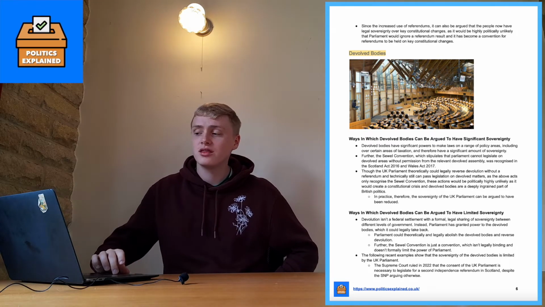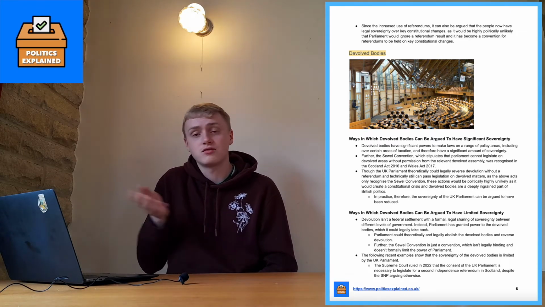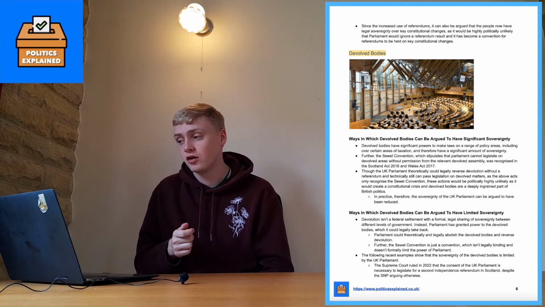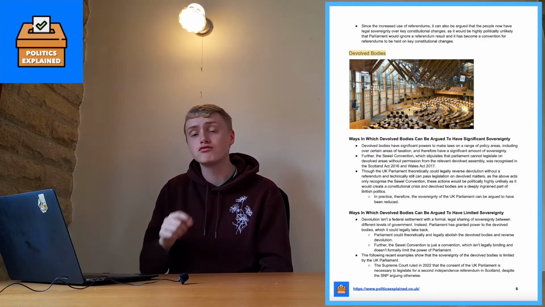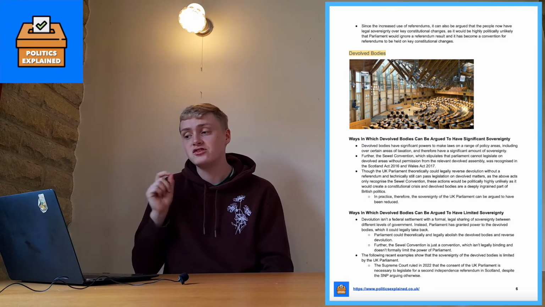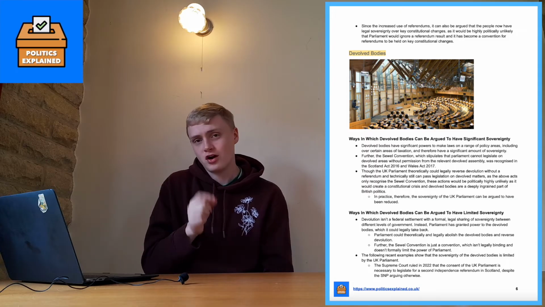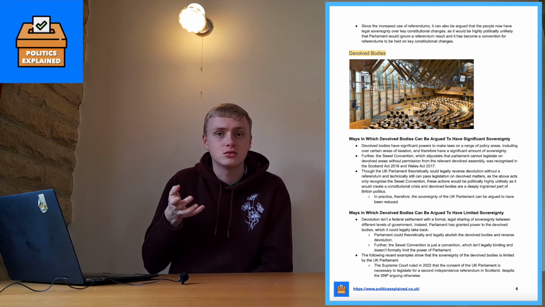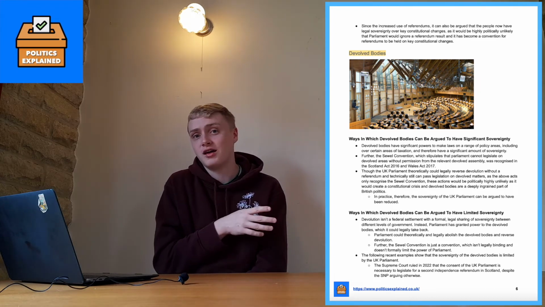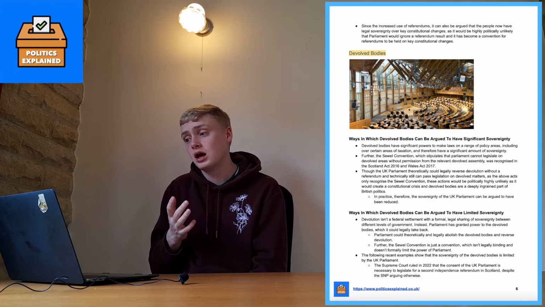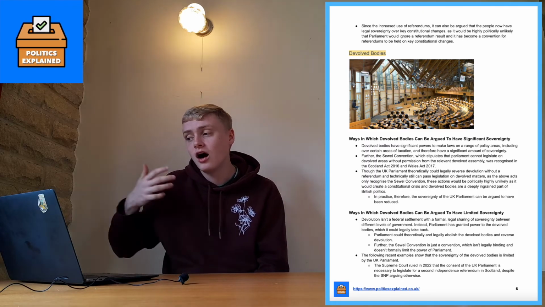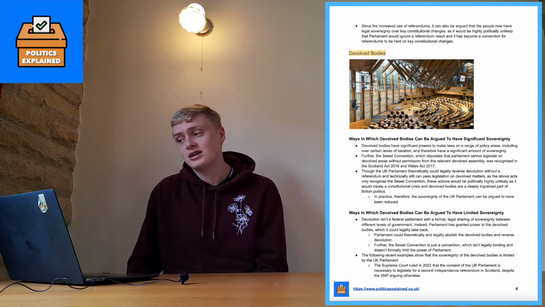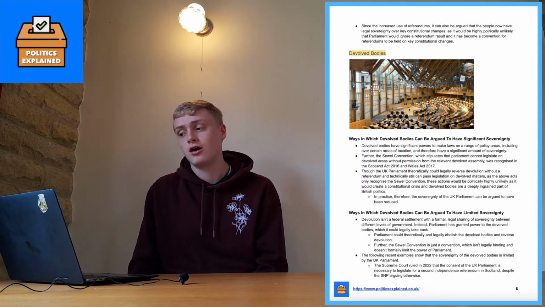Further, though, the UK Parliament theoretically could reverse devolution and abolish the devolved bodies without a referendum, and technically still can pass legislation on devolved bodies, as the above acts only recognise the Sewell Convention. It's not entrenched in law at all. They only recognise that the convention exists, and conventions are obviously very flexible, and the convention could no longer apply if the government didn't want it to. These actions would be politically highly unlikely. That's the reason there is a convention, right? As it would create a constitutional crisis, and devolved bodies are a deeply ingrained part of British politics.